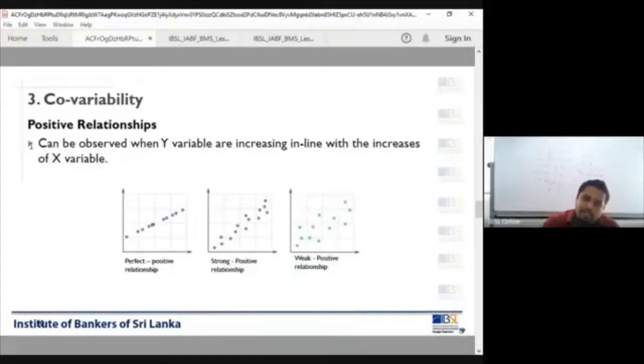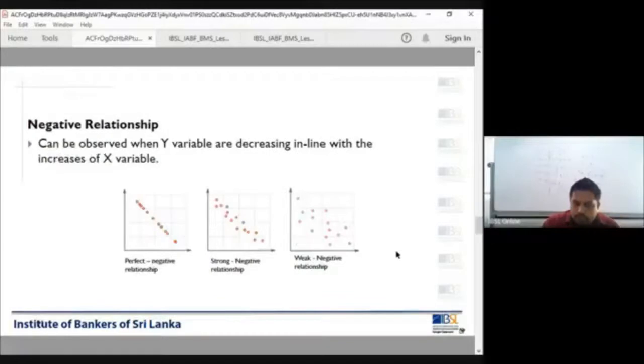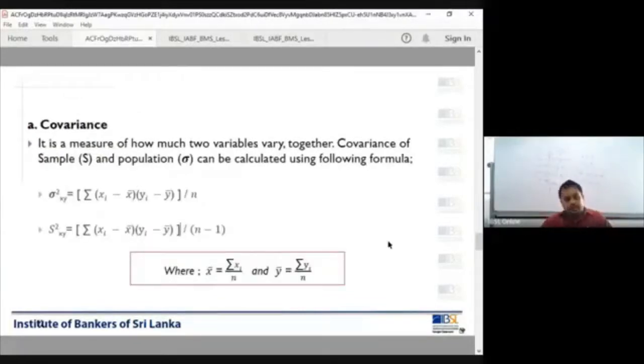I'll recap. We initially recognized there are 2 types of relationships. It could be positive or negative under covariability. So now we are going to measure it by trying to identify statistical values for the covariability. The very first one, what we discussed a moment ago, is the covariance. I recap: the idea of covariance is how much two variables vary together for a given set of sample or a given set of population.